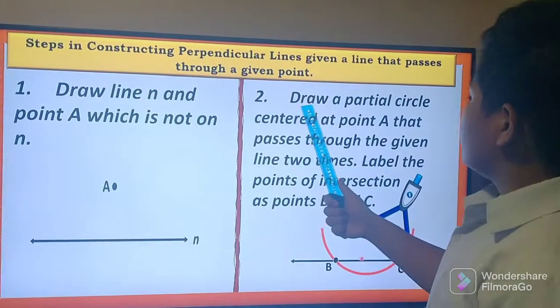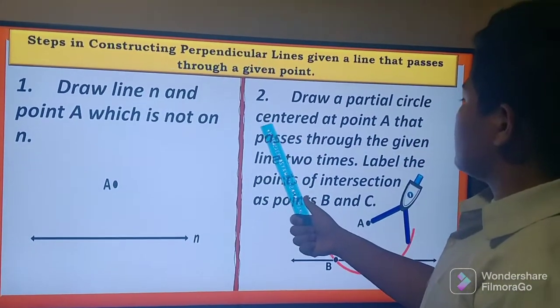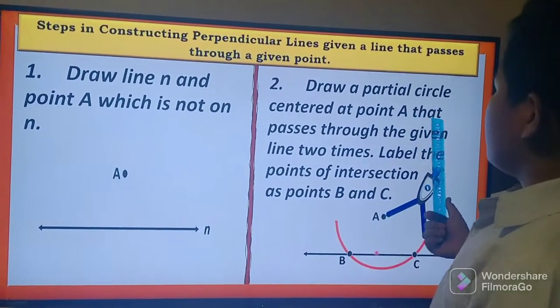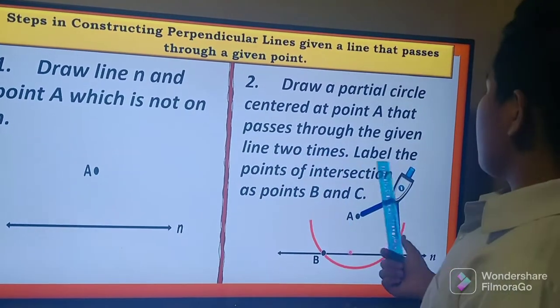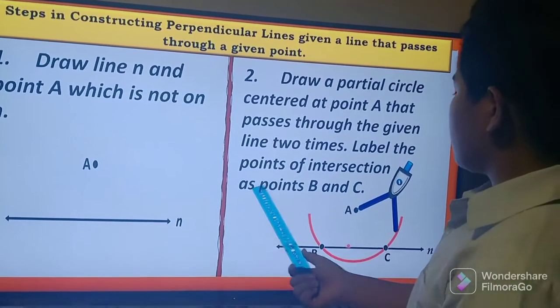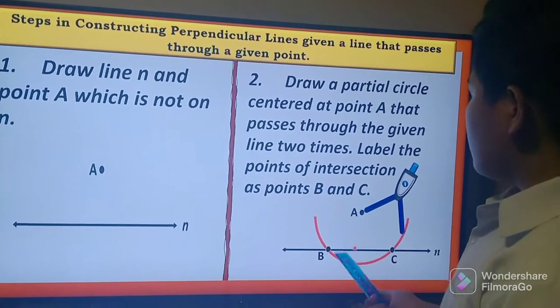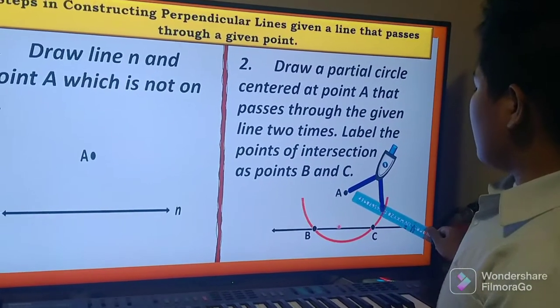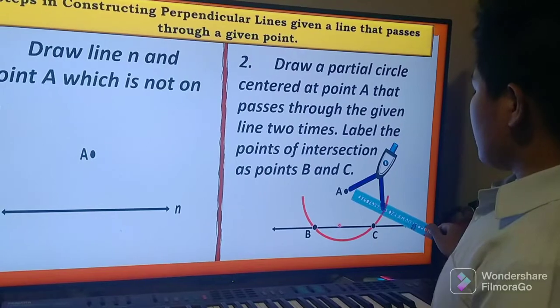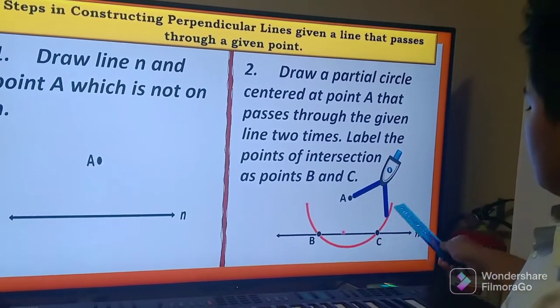Number 2. Draw a partial circle centered at point A that passes through the given line 2 times. Label the points of intersection as point B and C. This is point B and point C. We make an arc using point A, so we have this.